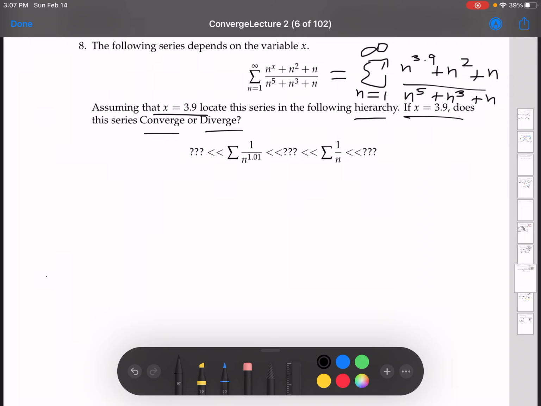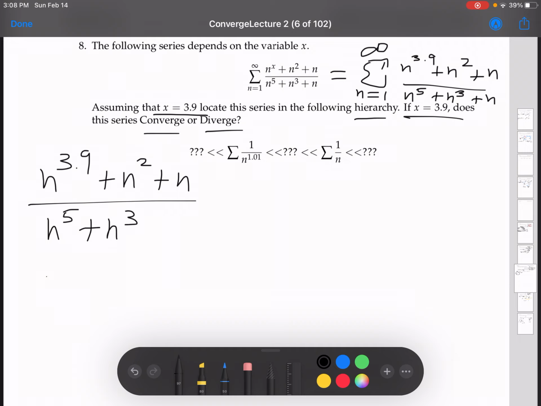All right, so again, we'll start with n to the 3.9 plus n squared plus n to the 5th plus n cubed plus n. Pull off the dominant terms, n to the 3.9, n to the 5th. This is similar to 1 over n to the 1.1. And you might say, how did I do that?